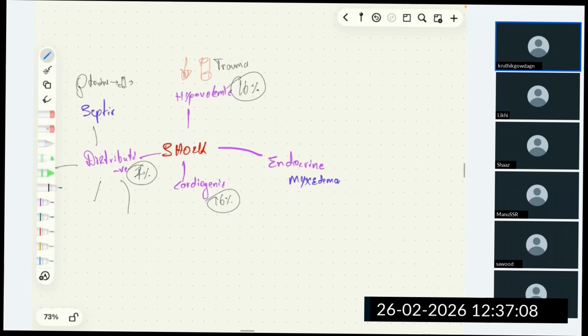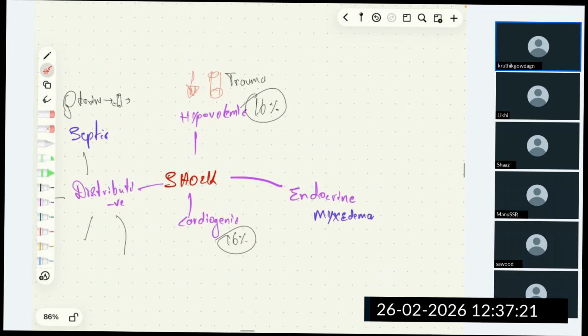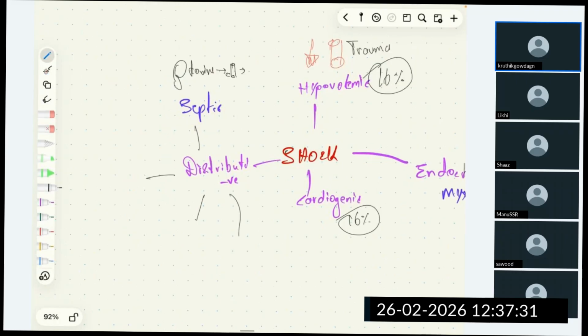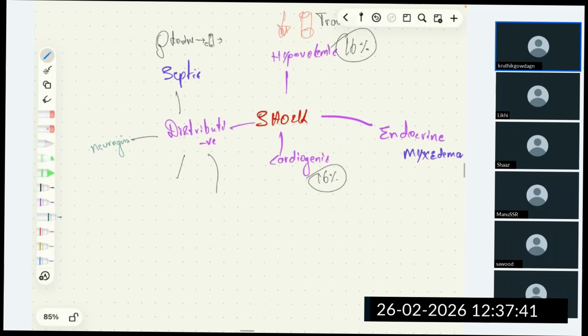Yes, we'll remove this. So hypovolemic shock accounts for 16% of patients, and cardiogenic shock accounts for 16% of patients presenting with shock. Let's see hypovolemic shock. We saw that it is due to hemorrhage, secondary to trauma. In septic shock, there is a release of toxins by the bacteria leading on to vasodilation and pooling of blood. Other kinds of distributive shock are neurogenic shock, and also we have anaphylactic shock. These are the three types of distributive shock.